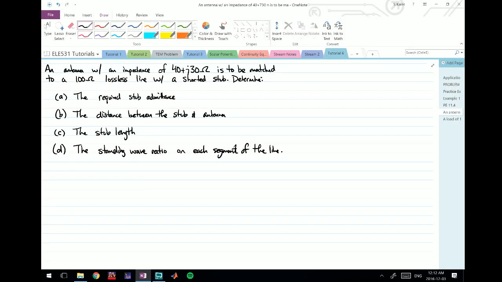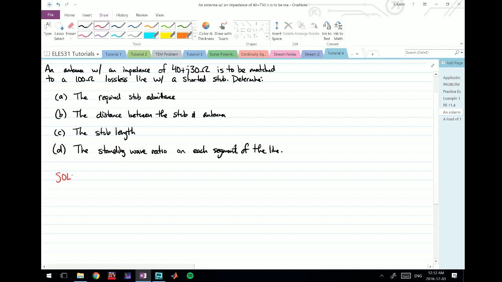So let's take a look at one of these stub matching problems that we laid the foundation for in a previous video. Here it gives us an antenna with an impedance of 40 plus j30 ohms to be matched to a 100 ohm lossless line with a shorted stub, and it asks you to determine the required stub admittance, the distance between the stub and the antenna, the stub length, and the standing wave ratio on each segment of the line.